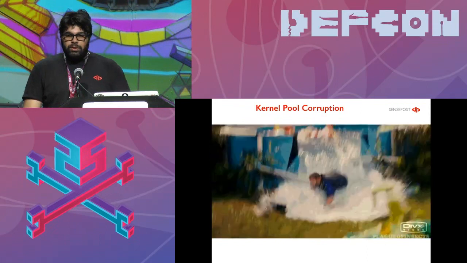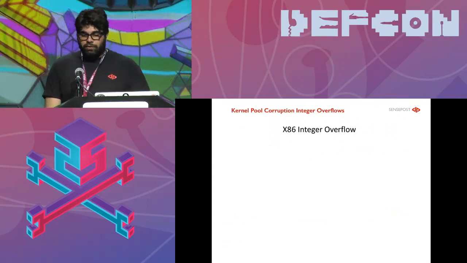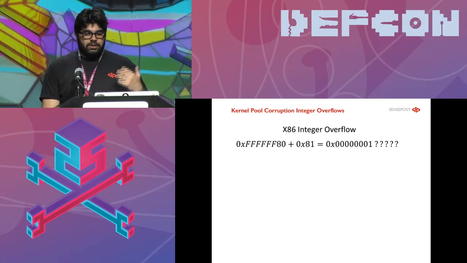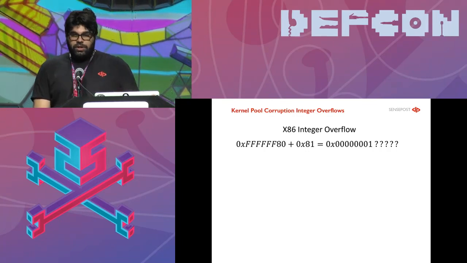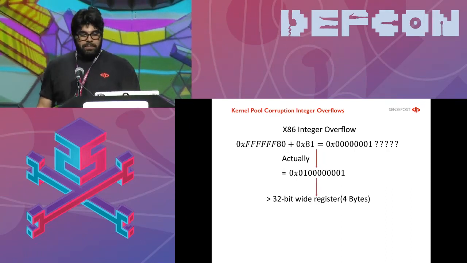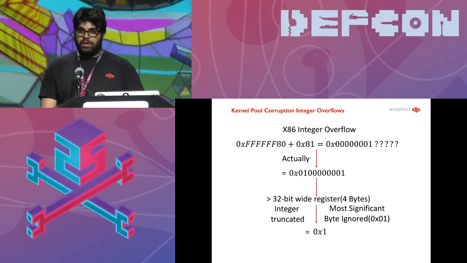The next thing I want to follow through is kernel pool corruption. And we will focus on x86 integer overflows, or integer overflows in general. So the first equation I want to talk about is 0xFFFFFF80 plus 0x81 will result in 1. Well, that's not really the truth behind it. The truth is that it actually results in a much larger number, 0x100000001. But x86 registers can only hold up to 4 bytes. So this number is larger than the 4-byte max int, and the most significant byte, or anything that is larger than 4 bytes in length, will be truncated, thus equals 1.